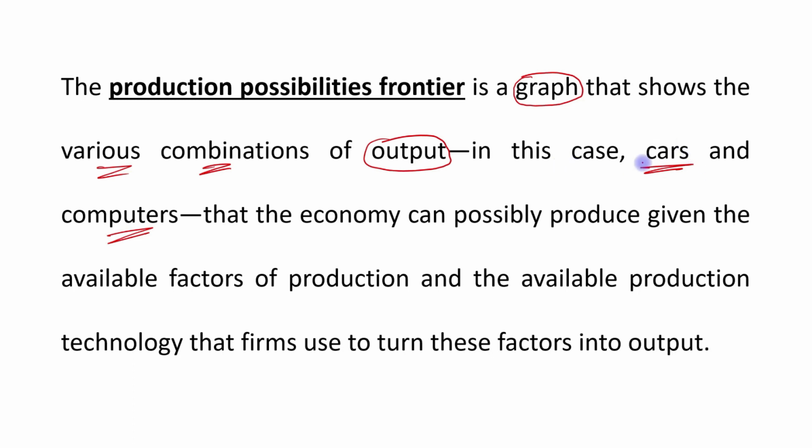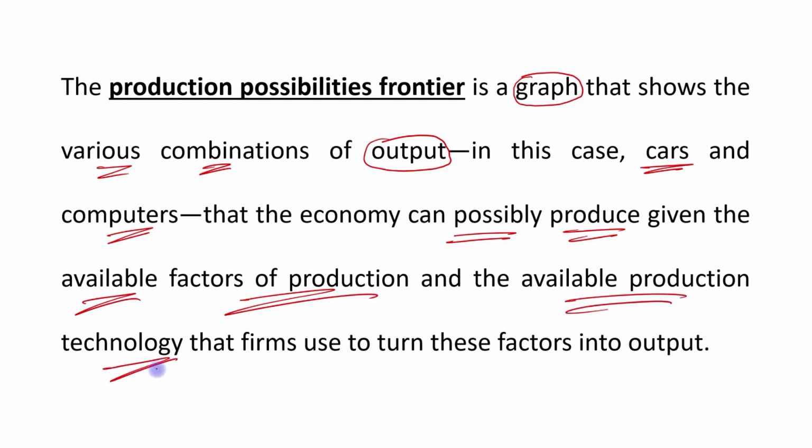In our case output is cars and computers that the economy can possibly produce given the available factors of production and available production technology that firms use to turn these factors into output. तो ये प्रोडक्शन पॉसिबिलिटी फ्रंटियर या फिर प्रोडक्शन पॉसिबिलिटी कर्व एक ग्राफ है that shows various combinations of output that economy can possibly produce given the available factors of production and available production technology.